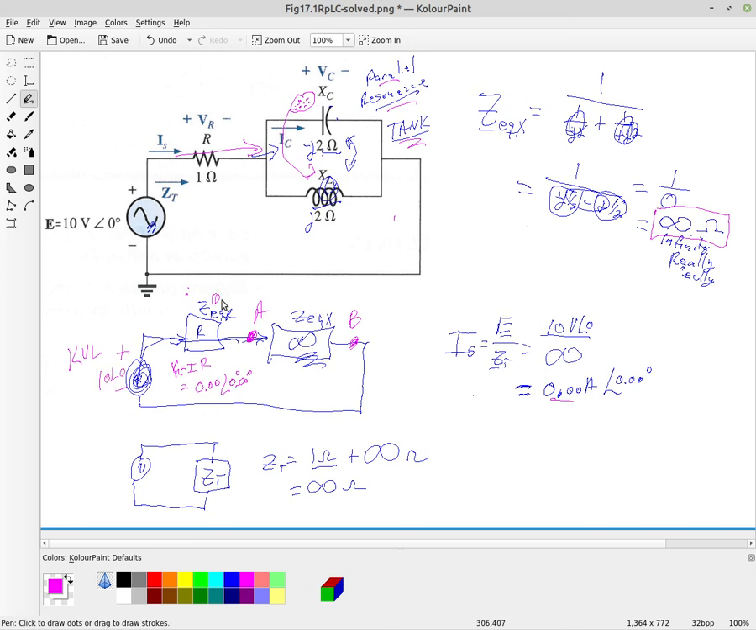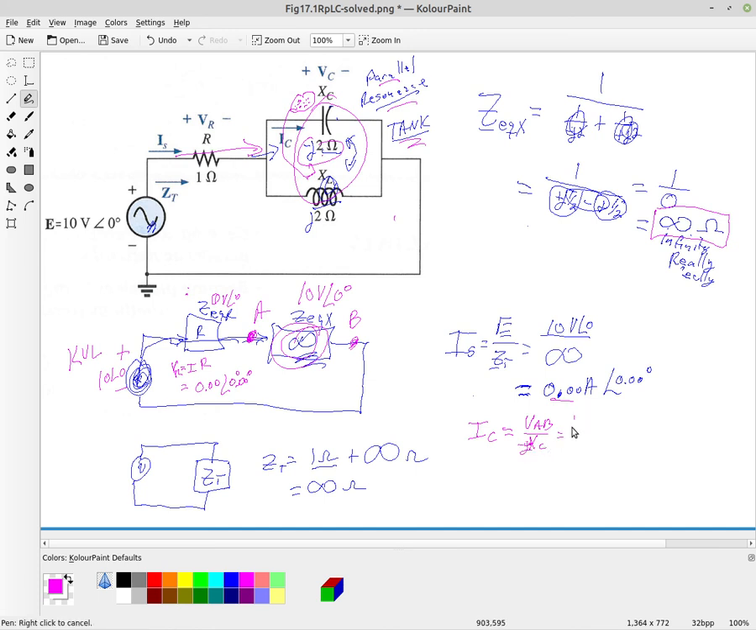Okay. But if we apply Kirchhoff's voltage law, we have 10 volts here, angle 0. We have 0 volts here, angle 0, which leaves us with 10 volts, angle 0 across our tank circuit. Okay, so we have 10 volts across our tank circuit. So let's look at the current in the capacitor. The current in the capacitor is the voltage VAB divided by the reactance of the capacitor. So the current in the capacitor is VAB divided by the reactance minus JX of C.